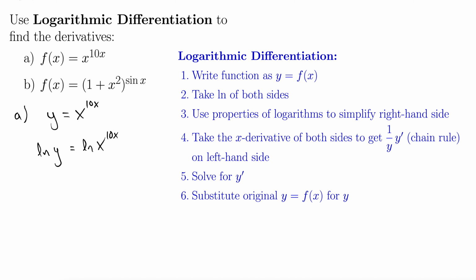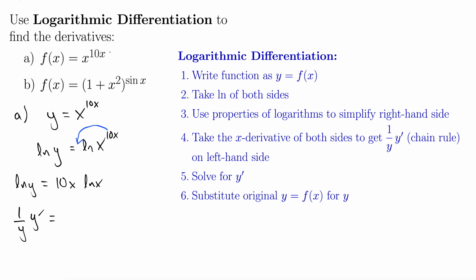What this does is we can then use the properties of logarithms. This is step 3, to bring that 10x down to the front. So then we have natural log of y equals 10x natural log x. Step 4, we take the x derivative of both sides. When we take the x derivative of the left side, 1 over y is the derivative of natural log, but this is with respect to x, not with respect to y, so we need to use the chain rule and tag on this extra y prime there.